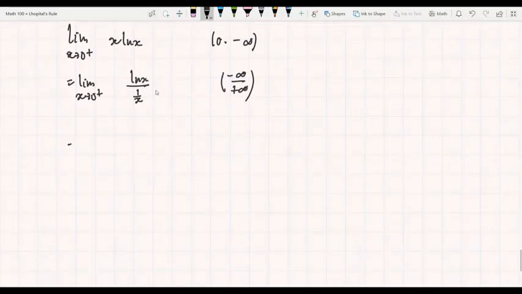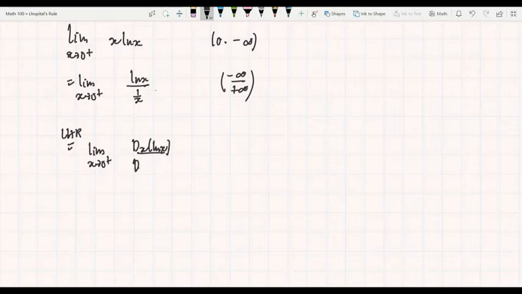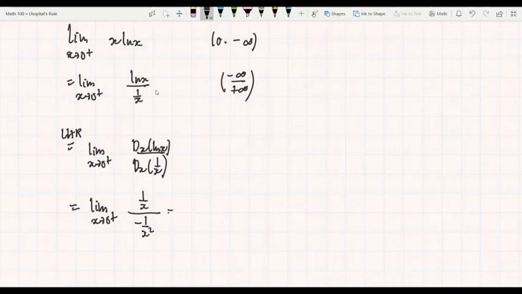So this calls for L'Hopital's rule. So by L'Hopital's rule, we have the limit as x goes to 0 plus of the derivative of ln x over the derivative of 1 over x. So this is nothing but the limit as x goes to 0 plus, so the derivative of ln x is 1 over x, and the derivative of 1 over x by the power rule is negative 1 over x squared.